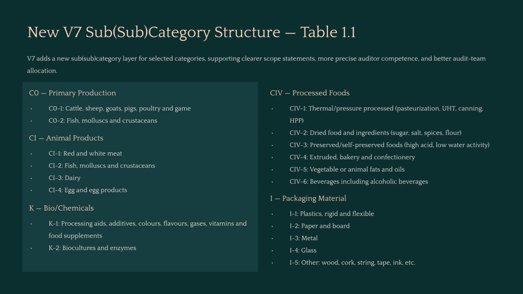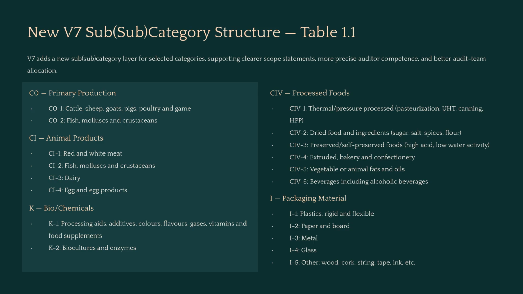For processed foods in Category CIV, the subcategory logic is now more closely tied to processing technology. That means the nature of the operation, whether thermal processing, extrusion, beverage production, or another technology-based activity, becomes a key factor in defining scope. This approach is more practical because food safety hazards often depend more on process technology than on product name alone.